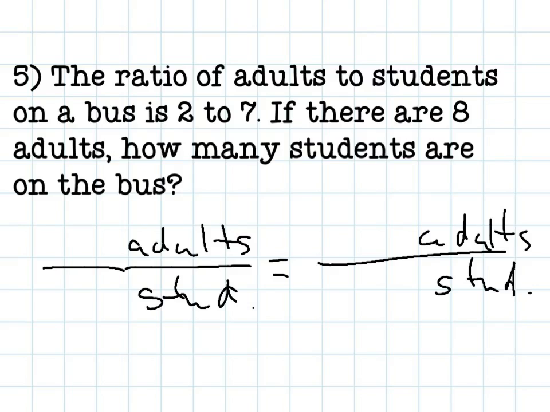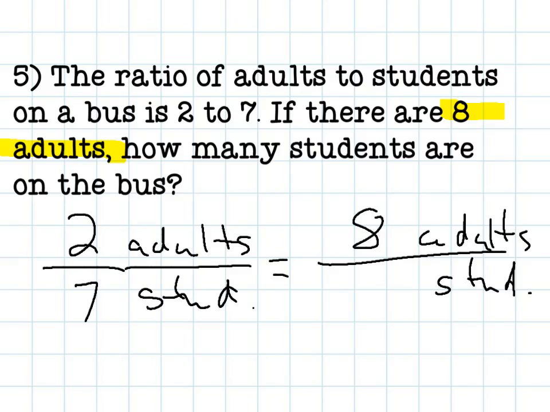Now go back and finish reading the problem. It says the ratio of adults to students on a bus is 2 to 7. So we take that 2 to 7 to set up the first ratio. So the 2 goes on the top because we're talking about 2 adults. The 7 goes on the bottom because we're talking about 7 students. Second sentence, if there are 8 adults, how many students are on the bus? Well, where would we put the 8? We look back in the problem to see that the 8 is talking about adults. Since it's talking about adults, you put the 8 next to adults.